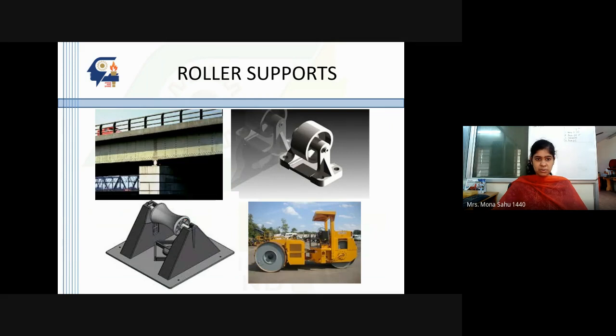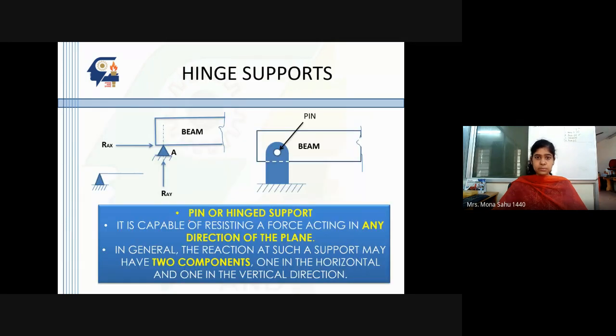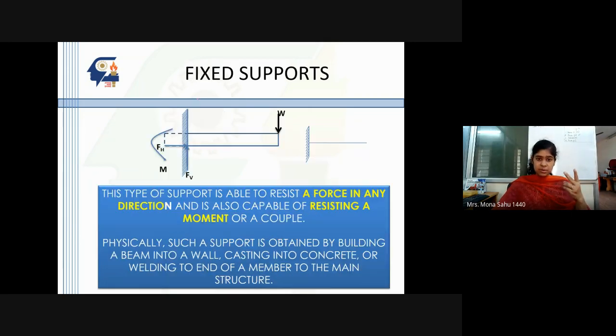Here it's a roller support, and now the hinge support. It is resisting force in any direction of the plane. Got it? So that means in y direction also the beam can't move up and down. The beam can't move right side and left side. So in x direction it is restricted, y direction is restricted. So there are 2 reaction forces for a hinge support. And fixed support, it is completely fixed.